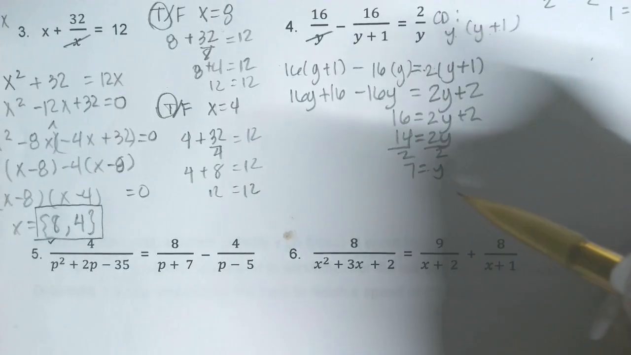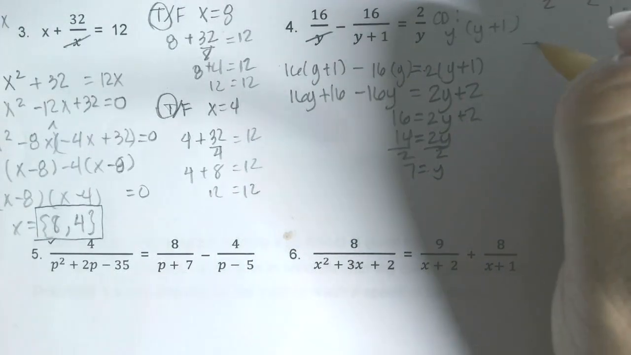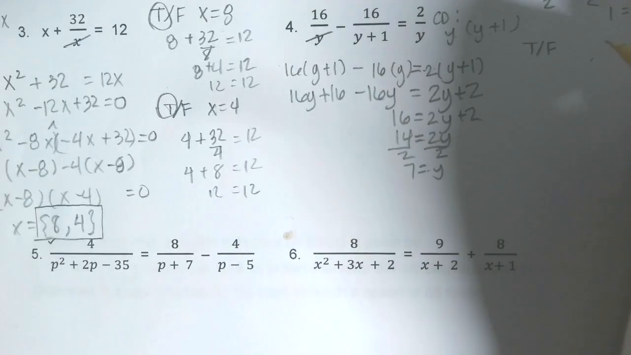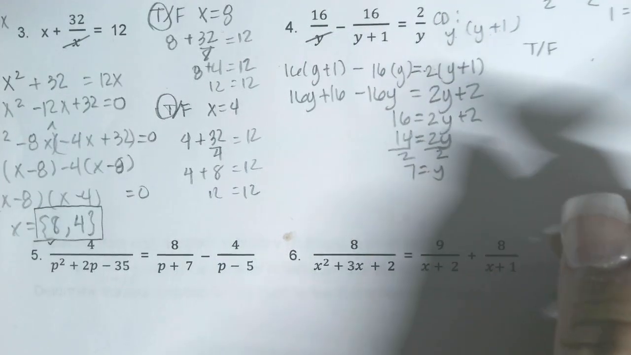So we're looking for the true. If it works, it's a solution. If it's not a solution, it's an empty set. I'm going to move the camera over.